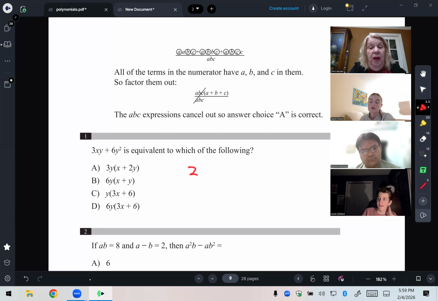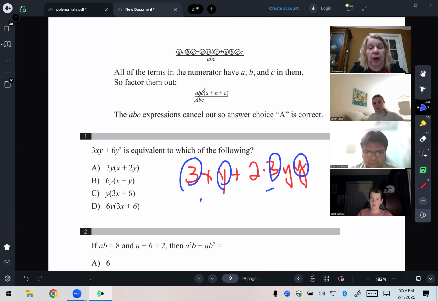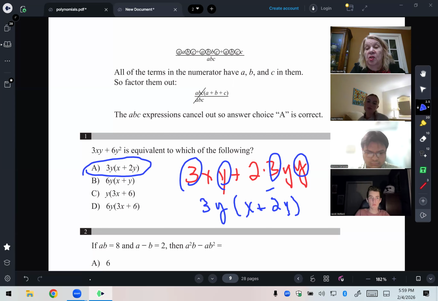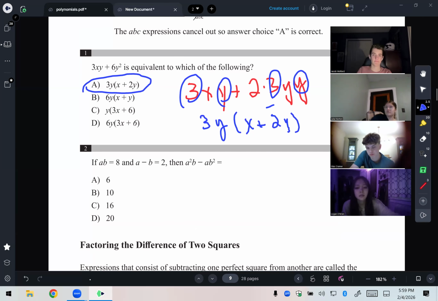So we have this one. We have 3xy plus 2 times 3. It's all on the test, so we have to cover it. So now we can take out a 3 and we can take out a y, bring them out front, and we're left with x plus 2y, which is answer choice A. So that makes sense to everybody, the factoring? Okay, so let's go to the next group. Logan, you're good? Good. Okay, let's go to this one.